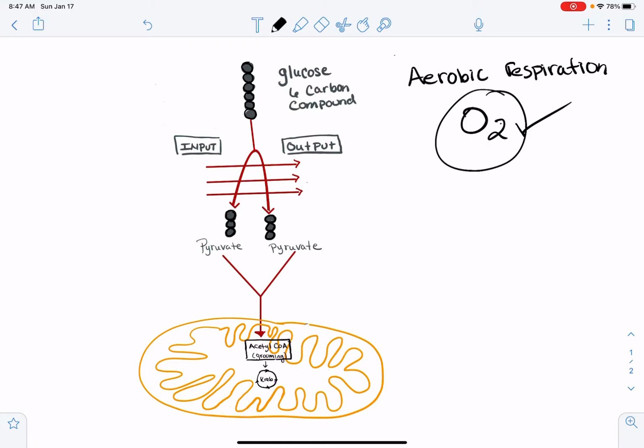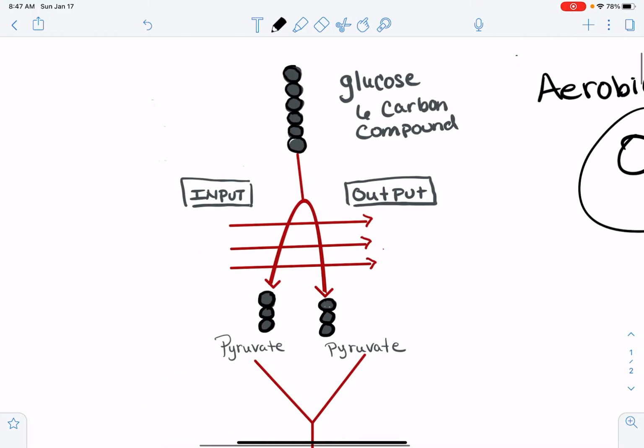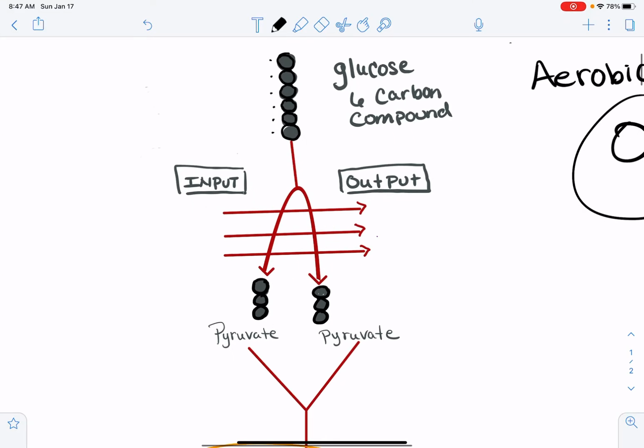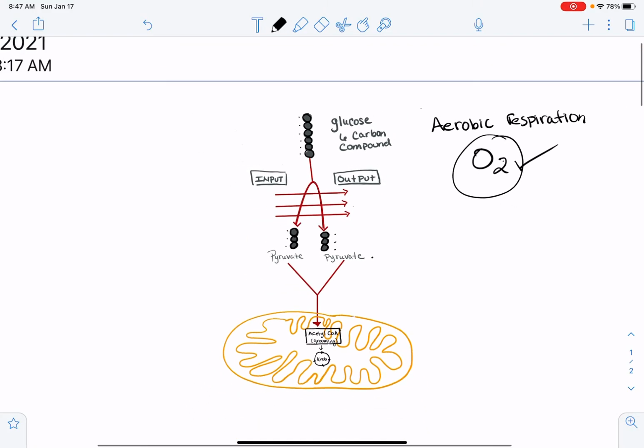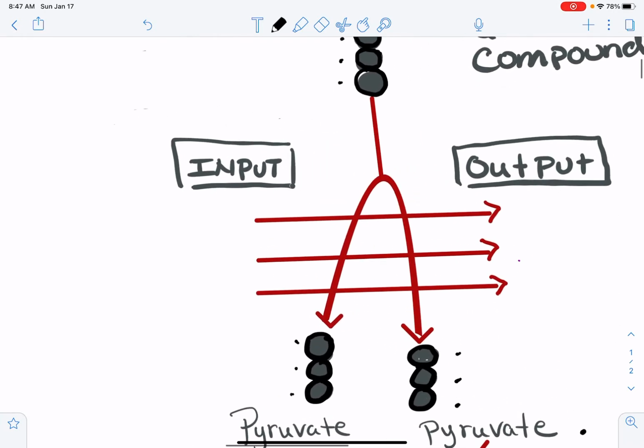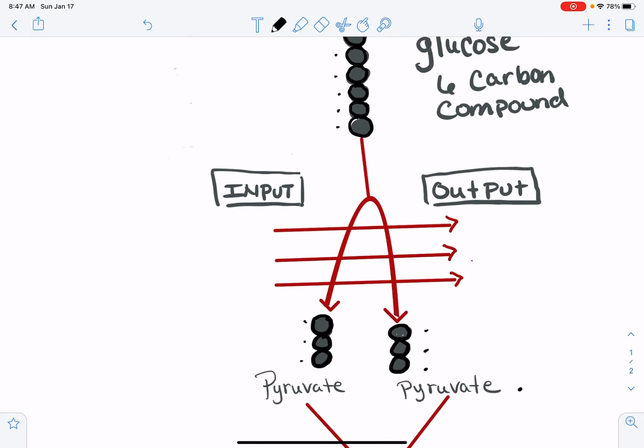So we start off with our 6-carbon compound, glucose, here, and we have 6 carbons. We are going to break that 6-carbon compound into 2 3-carbon compounds called pyruvate. 1, 2, 3, 1, 2, 3. In order to get it started, we have to give a little investment of ATP. So we're going to give 2 ATP to start with. That ATP is going to be used, so it's going to turn into 2 ADP.